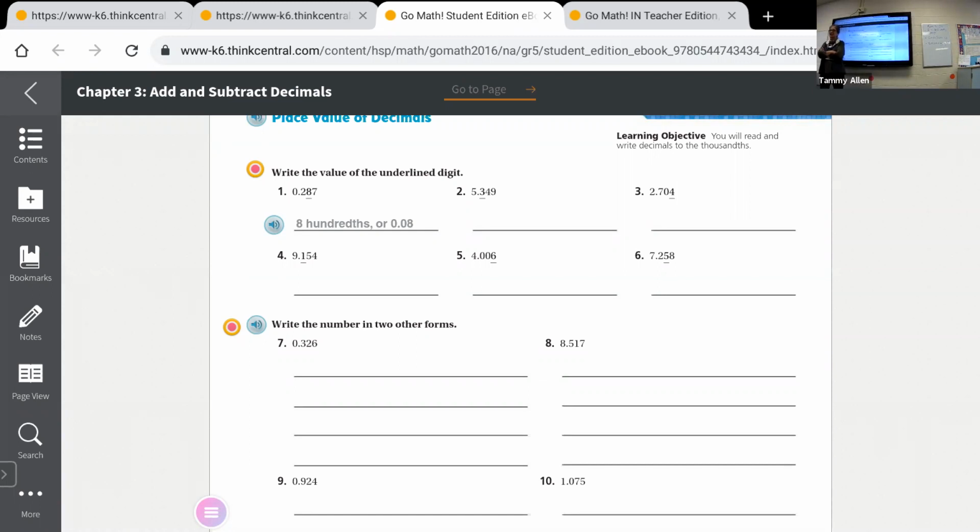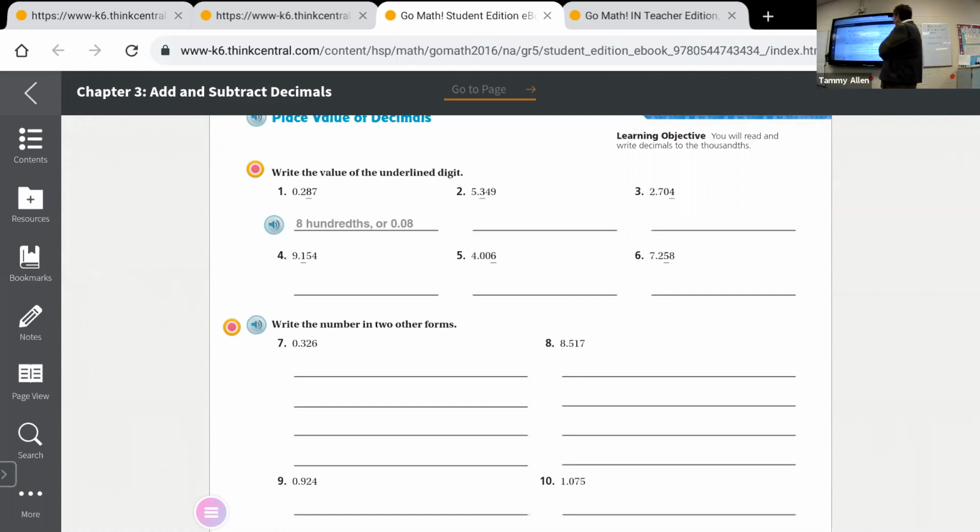Number 5. What's the value of the 6? The value of the 6, Lane? 1,000. What? It is 6,000. 6,000. Number 6, what's the value of the 5? The value of the 5? 500. 500. Questions on those? Sorry, Piper. I don't know where my head was. Clearly not on that problem.